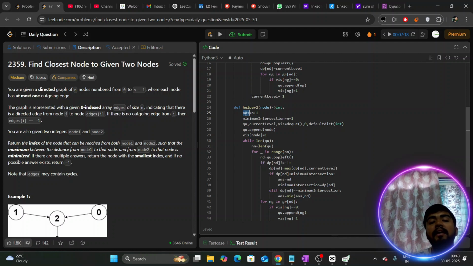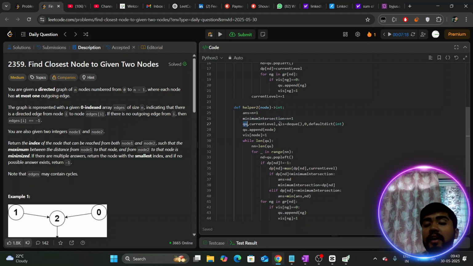That is the maximum, because I need to minimize my answer. So I have initialized my index node, which is actually the intersection point, to n plus 1, because that is not valid: there is no node in my graph holding an index value of n plus 1, since every node is 0 to n minus 1. And my minimum intersection point I am also holding as an invalid value, n plus 1, because I have to minimize those.